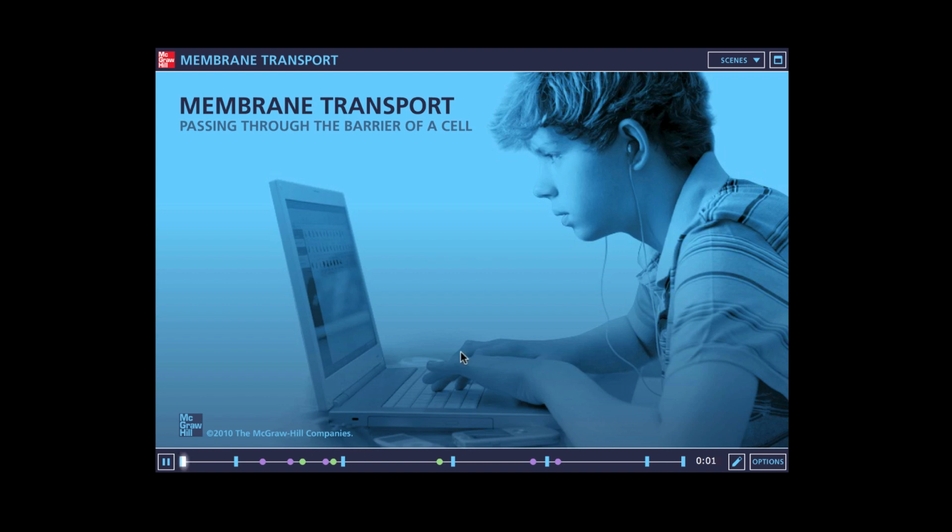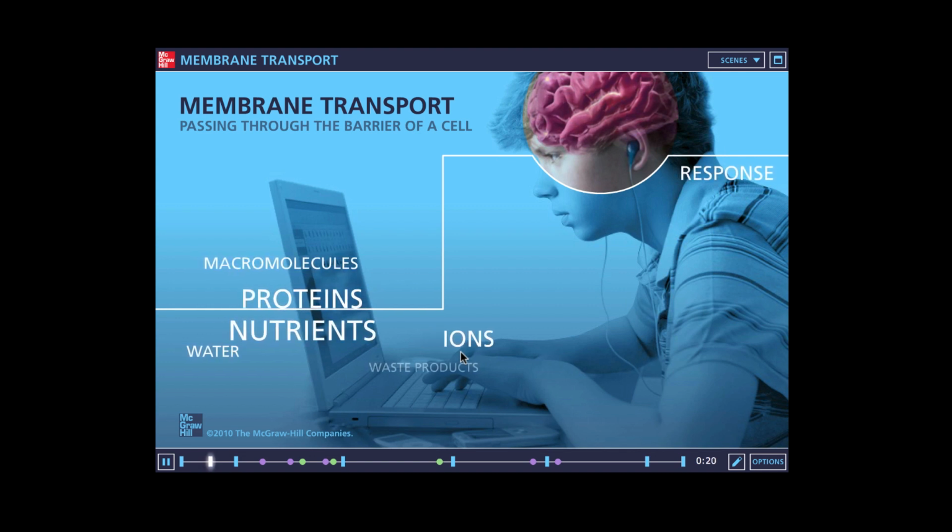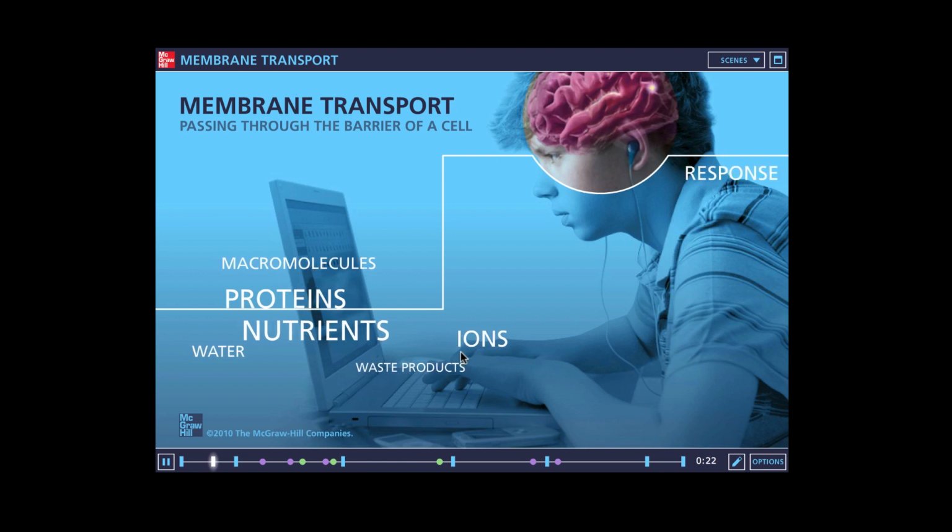Part of metabolic activity is the ability to move materials into and out of cells. This is important in cell communication and normal cell function. For example, in order for the cells of your nervous system to function properly, ions, water, proteins, and other molecules need to be able to pass into and out of cells.